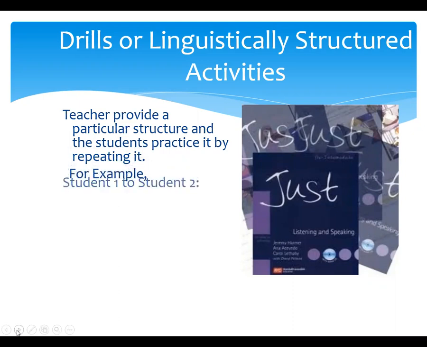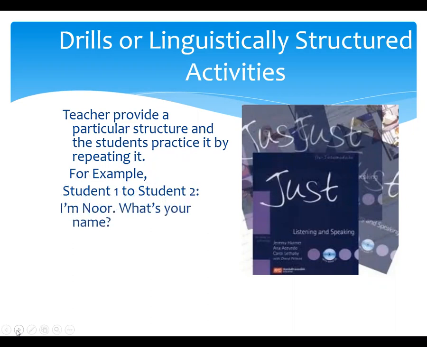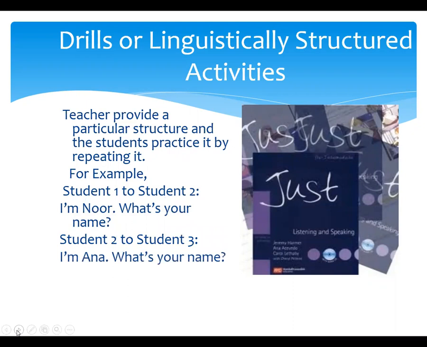For example, student 1 to student 2: I'm Noor, what's your name? Student 2 to student 3: I'm Anna, what's your name? So one student will ask another student, the second student will ask the third, the third will ask the fourth, and so on. In this way, they can practice this particular dialogue. Even pronunciation practice can be done in this way.